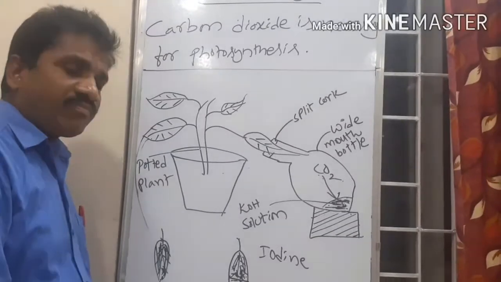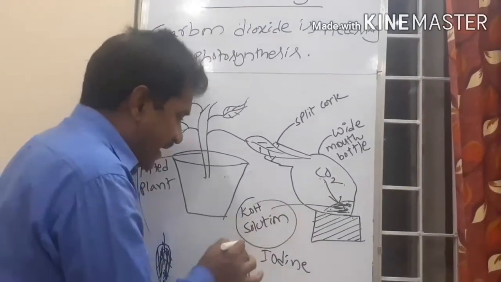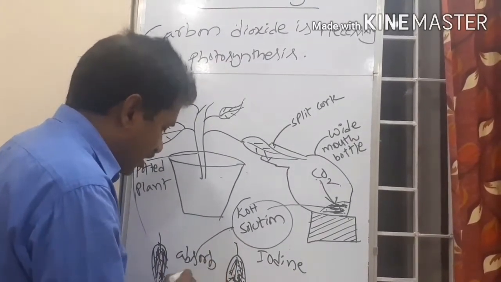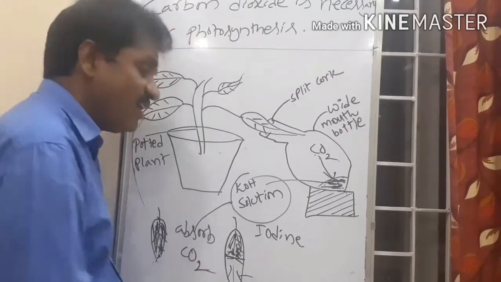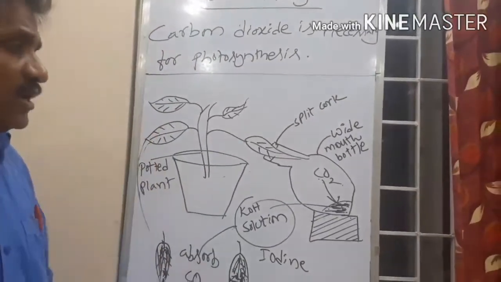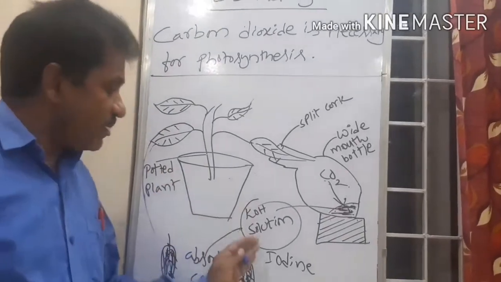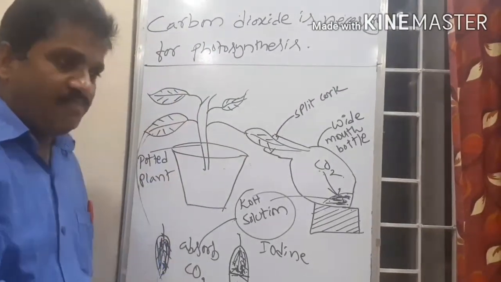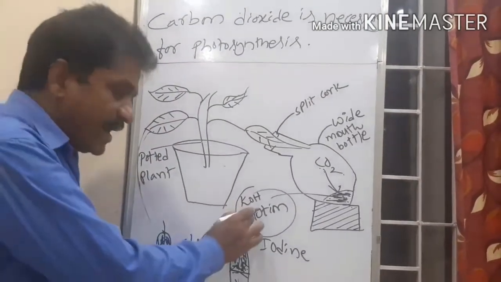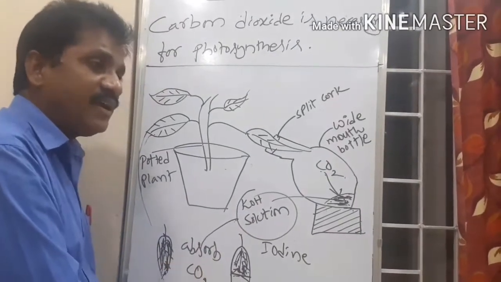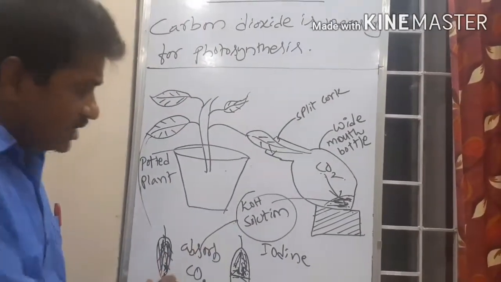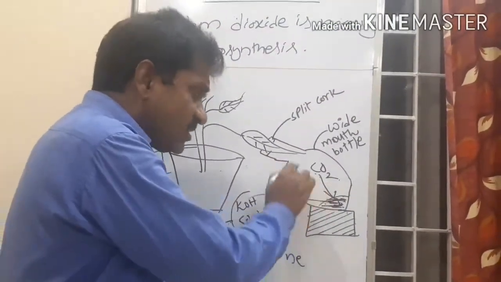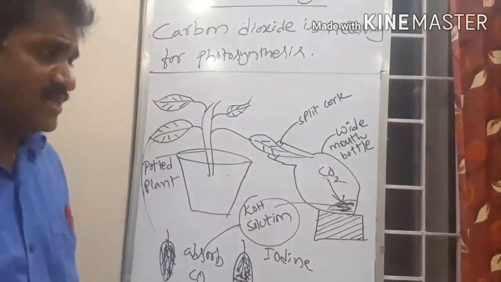In this activity the use of the potassium hydroxide solution is to absorb the carbon dioxide present inside the bottle. Sometimes this question is asked: what is the use of potassium hydroxide solution in the activity showing carbon dioxide is necessary for photosynthesis? The answer is that the potassium hydroxide solution absorbs carbon dioxide. So we take the potassium hydroxide solution in the bottle, and the carbon dioxide present inside the bottle is absorbed by it.